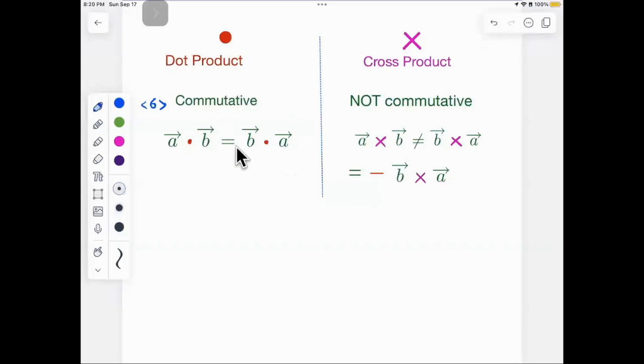Number 6. Dot product is commutative. A dot B is equal to B dot A. Cross product is not commutative. A cross B does not equal B cross A. In fact, it is equal to the opposite of B cross A.